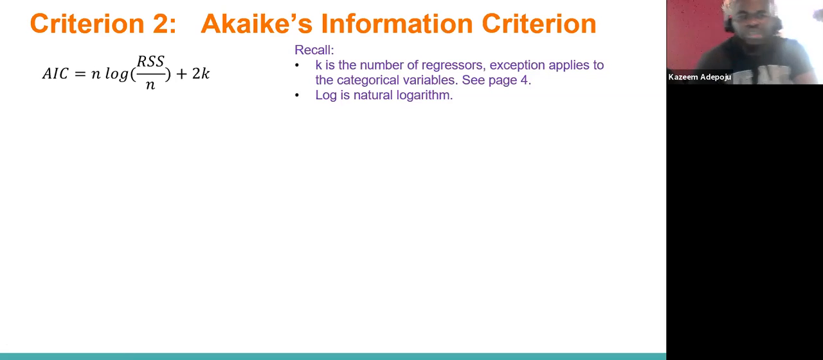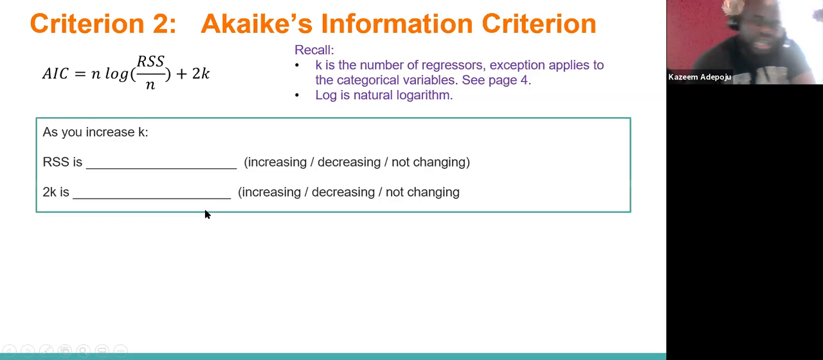So like I said, the model with the smallest AIC is going to be the best model. And of course you now know how to find the AIC of a model. You need three things. Number one, the number of observations. Number two, the number of regressors, which is K. And you need to know the residual sum of squares.